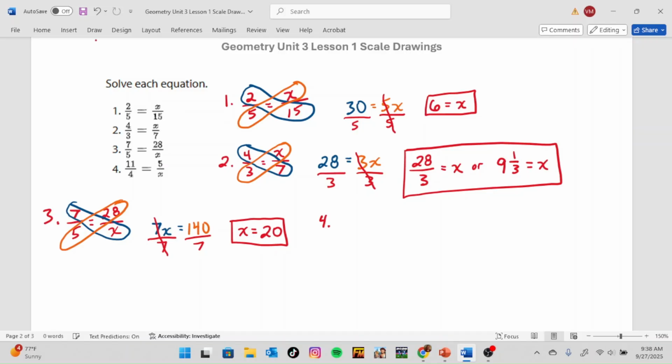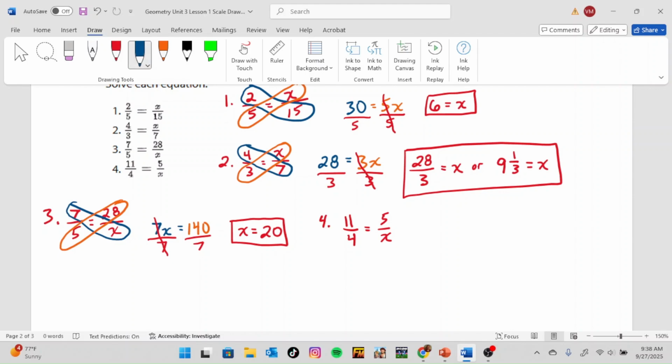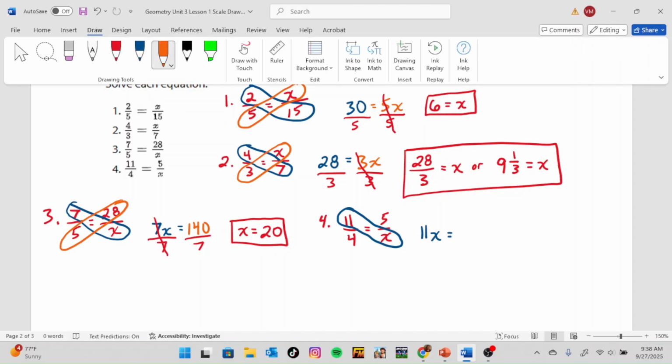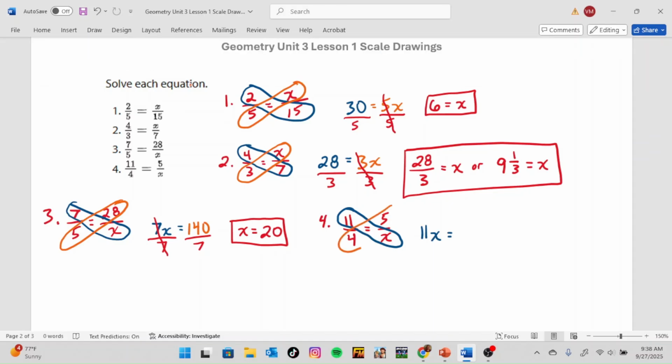And the last one, number 4, we have 11 over 4 on the left equals 5 over x on the right. We're going to cross multiply. 11 times x is 11x. 5 times 4 is 20.